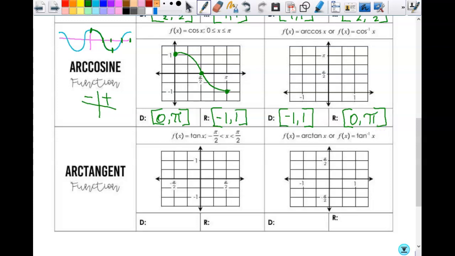Okay, so when the cosine value is negative 1, what is the angle measure? Pi. When the cosine value is 0, what is the angle measure? Pi halves. And when the cosine value is 1, the angle measure is 0. So that means that this is what that curve looks like. Because again, it was reflected in the line y equals x.